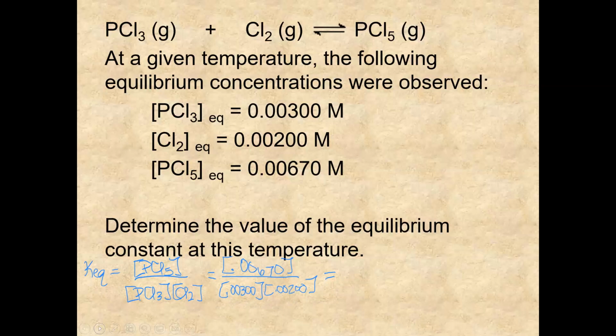If we do the 0.0067 divided by both the 0.00300 and the 0.00200, we get that our K value is equal to 1116.6. For sig fig's sake, everything had 3 sig figs, so I'm going to change that to 1120 to keep it at those 3 sig figs. So that is our K value at equilibrium.